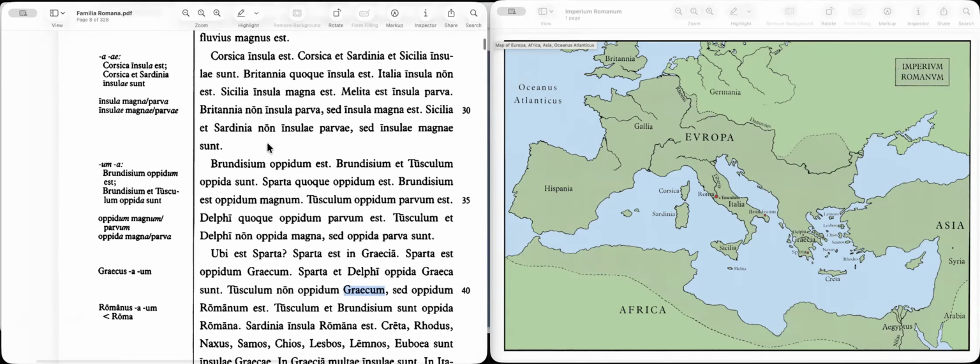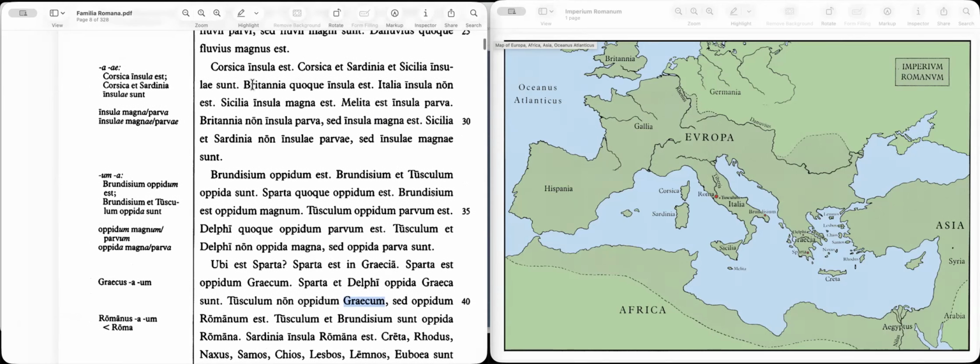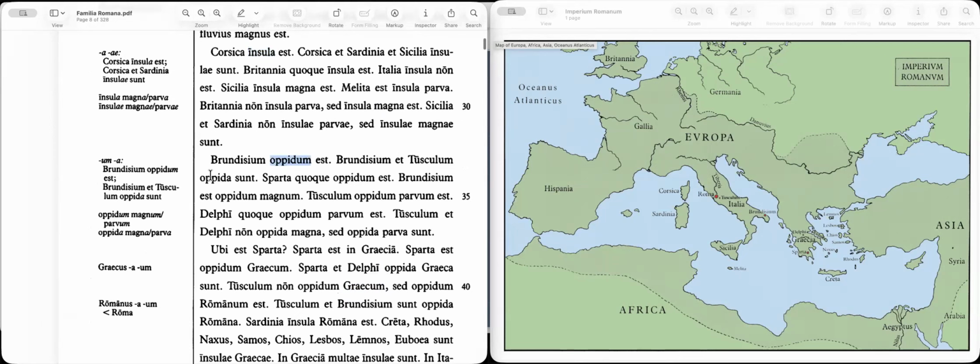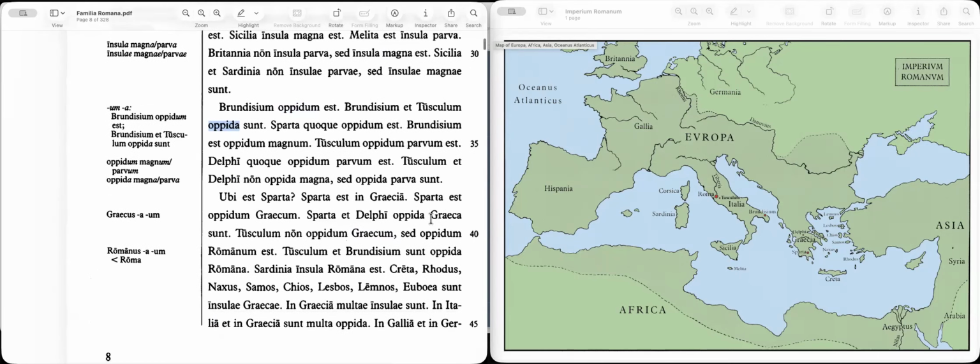A couple of things I wanted to point out. We saw insula, and now we're talking about oppidum. This is a neuter noun. So one oppidum, two oppida. So oppida magna, big cities. Oppida parva, little cities. And I don't know, was Uralic part of Proto-Indo-European? I don't know. I'd have to look that up.